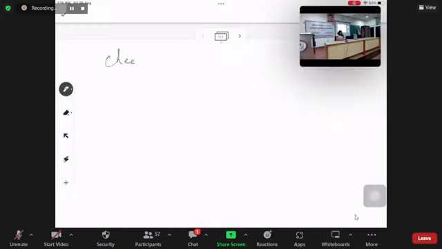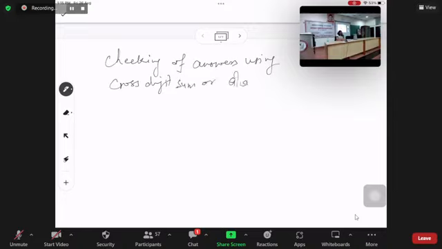This is checking of answers using cross digit sum or Bijang. Are you familiar with Bijang? Okay. So basically Bijang is that if you have a number, say 9, 7, 8, 1, 4, 5, say 2, 7, 3. Okay.